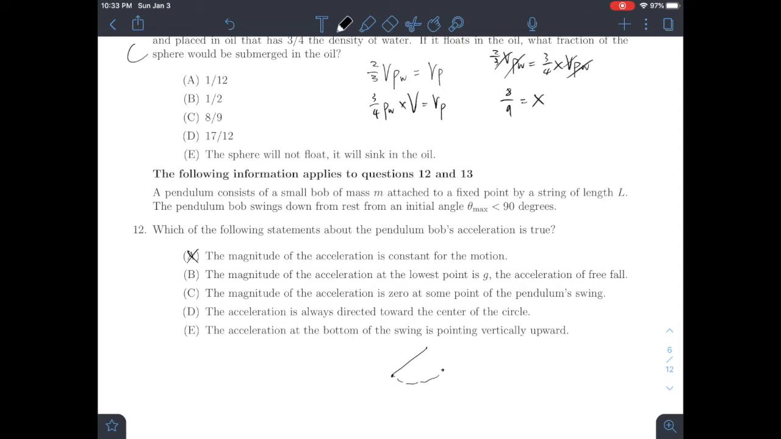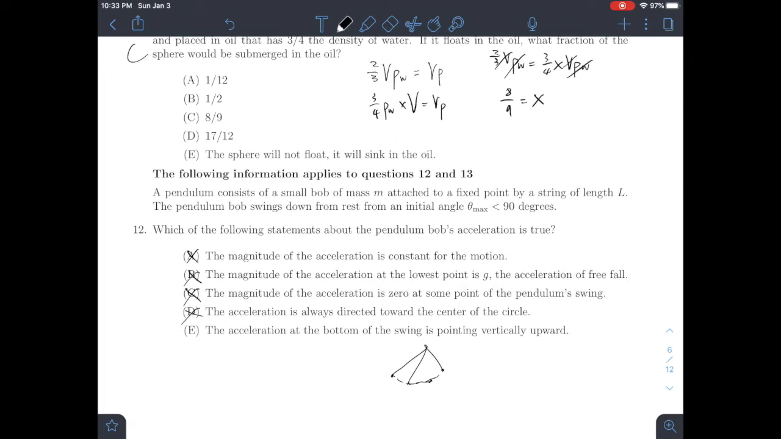B. The magnitude of acceleration at the lowest point is g, the acceleration of free fall. That is also not true. It is possible it can equal g, but there's no reason it has to be g, because we know the angle is different. The angle can vary, so the energy change will vary, and the speed can vary. So the centripetal force can vary, and it is not constant g. C. The magnitude of acceleration is 0 at some point of the pendulum swing. That's impossible because the gravitational acceleration is always there.